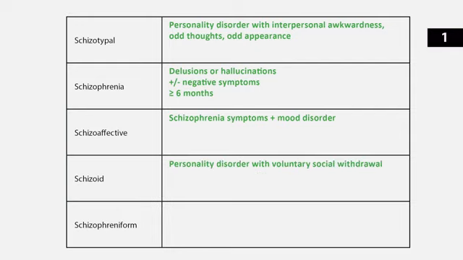Schizoid is another personality disorder where you have voluntary social withdrawal. No psychosis, but they don't want to be around other people. Maybe they go off and live by themselves in a log cabin in the woods. Schizophreniform disorder is where there are schizophrenia symptoms that last more than 1 month, but fewer than 6 months. And then if the symptoms last less than a month, we call that brief psychotic disorder.